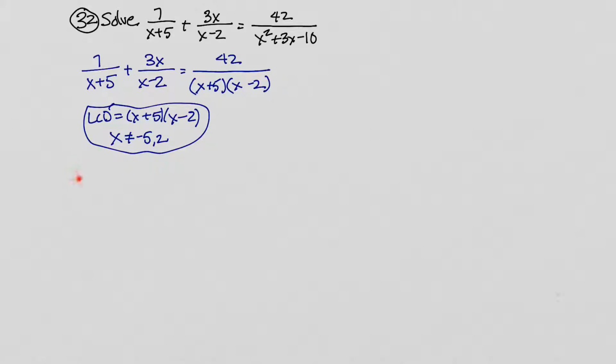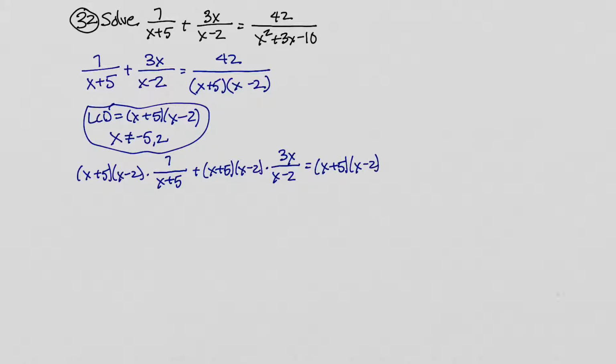So let's do that. So we're going to have x plus 5 times x minus 2, dot, that leftmost term, 7 over x plus 5, plus, all right, the LCD, x plus 5 times x minus 2, dot, that middle term, 3x over x minus 2, equals the LCD, x plus 5 times x minus 2, dot, that rightmost term, which is 42 over x plus 5 times x minus 2.